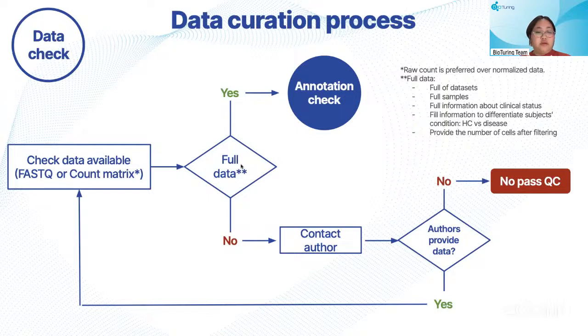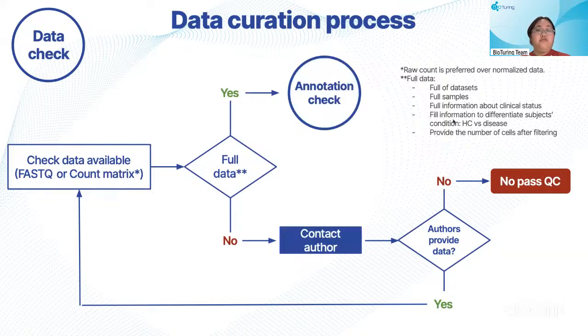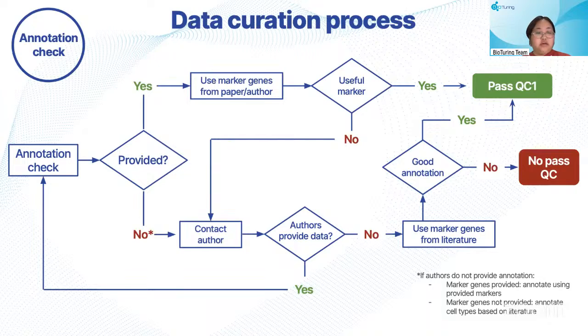And in case there is no data available online, usually within the paper there will be the link to the data deposit place. But if we cannot find that, we will try to contact the author to ask if there is any data available. And if there is no data available, unfortunately, these data sets will not pass our QC, and we will let you know that we cannot retrieve the data for this data set, okay? So after this process, we move on to the annotation check, okay?